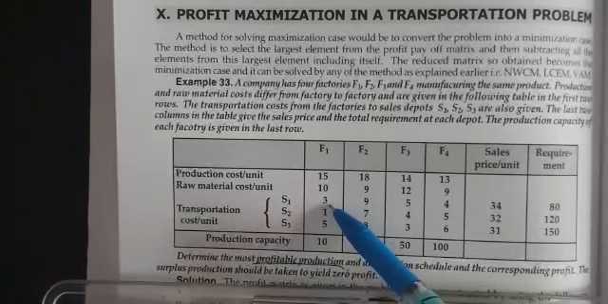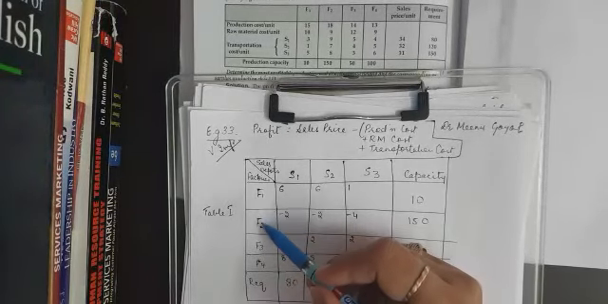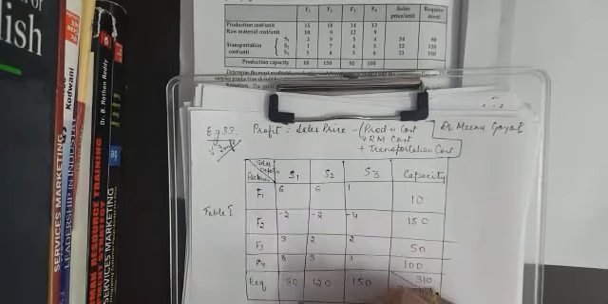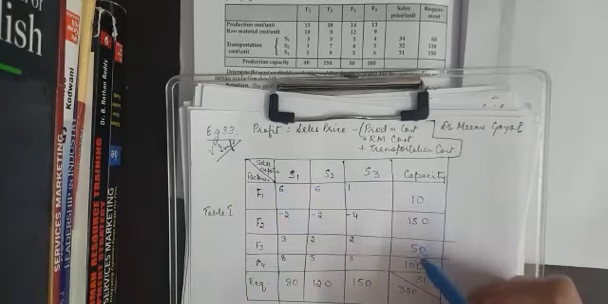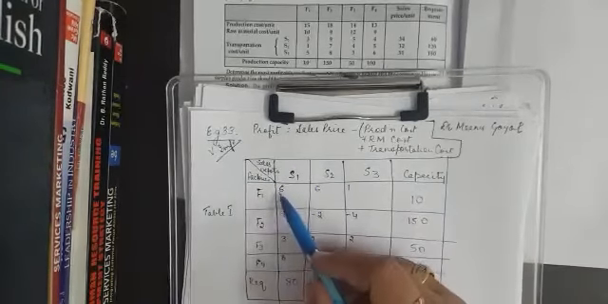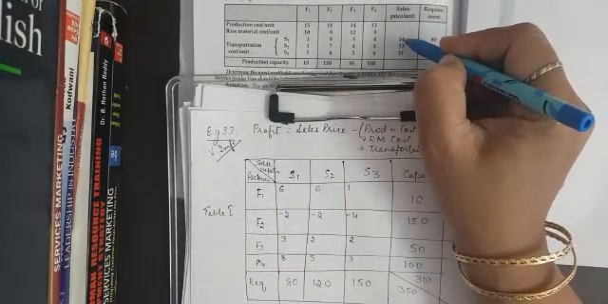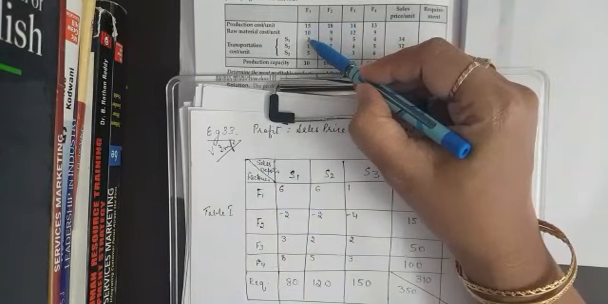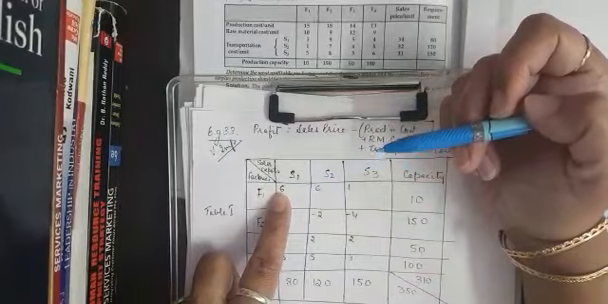For example, let me draft the table. I have marked F1, F2, F3, F4 as the factories, and this is the requirement which is given. S1, S2, S3 are the sales depots and these are the capacity figures. Now in this case, the first figure of profit would be 34 minus 15 plus 10 plus 3. It amounts to 6. So I have put 6 over here. This is the profit figure.